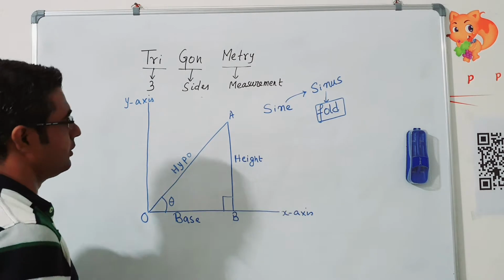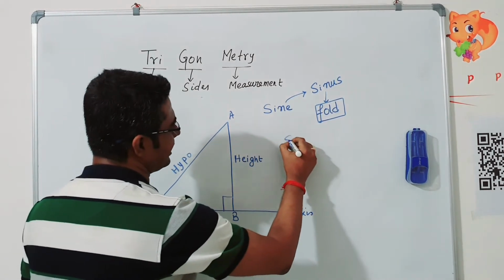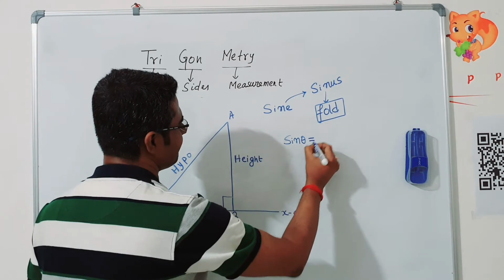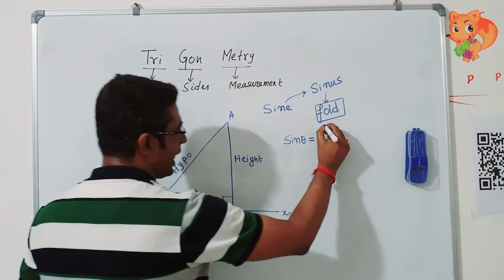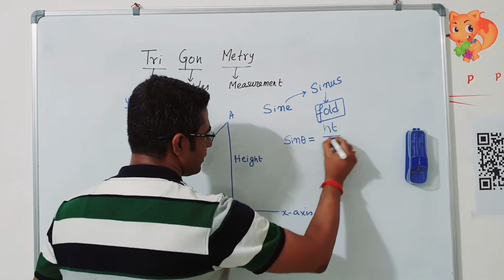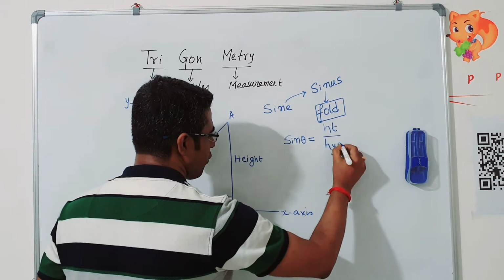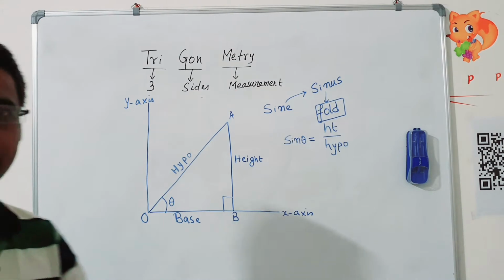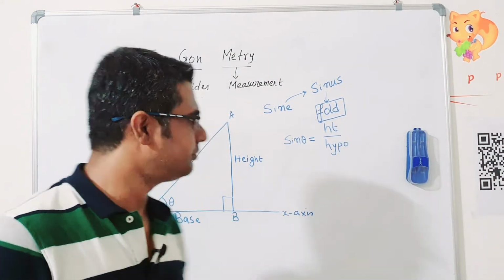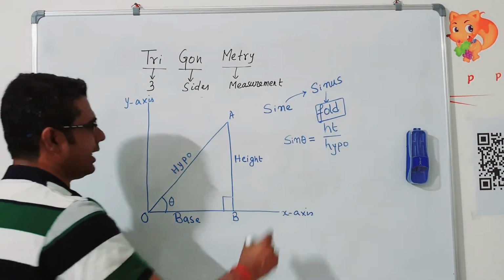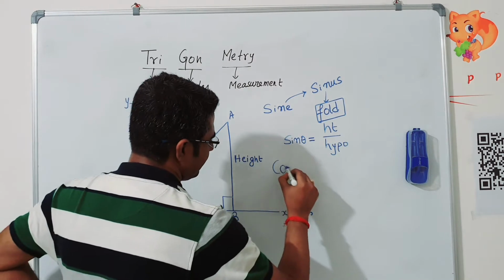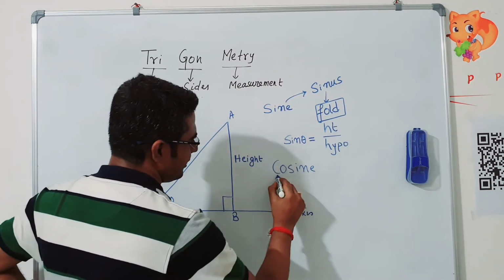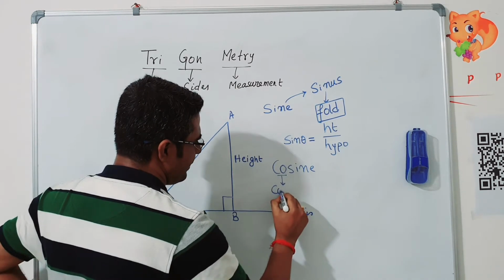While we talk about sine theta, it is defined as height by hypo. Sine theta is defined as height by hypo. Clear? Now what is cosine? There is another function which is called cosine. Co means complementary.